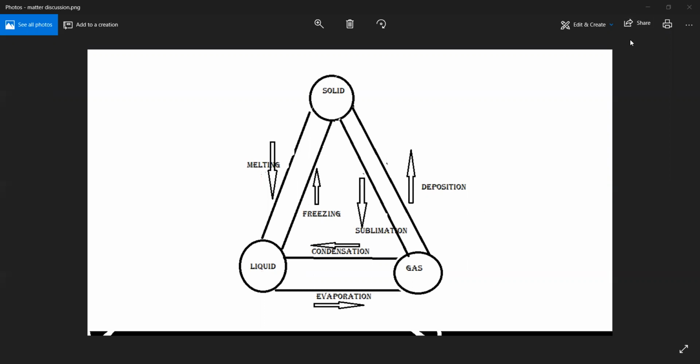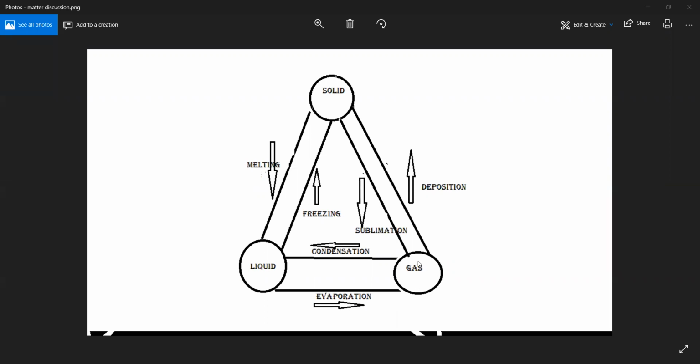Then we proceed on to talk about evaporation. What is evaporation? So here we say evaporation is the process by which liquid changes into gas. So the process by which liquid changes into gas is called evaporation. All right. So that is the arrow pointing from liquid to gas.